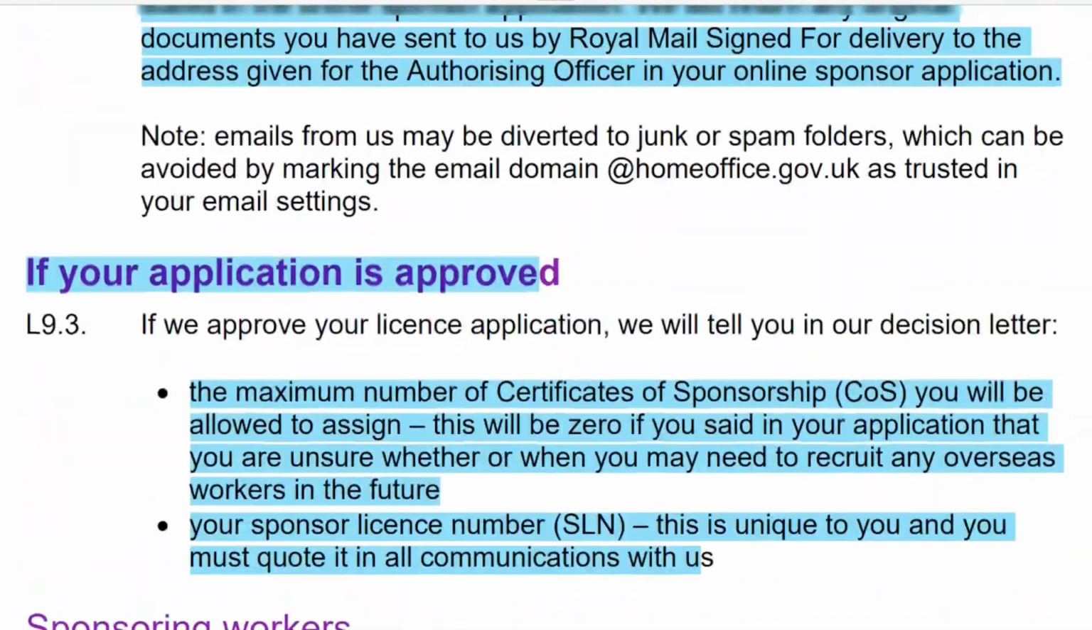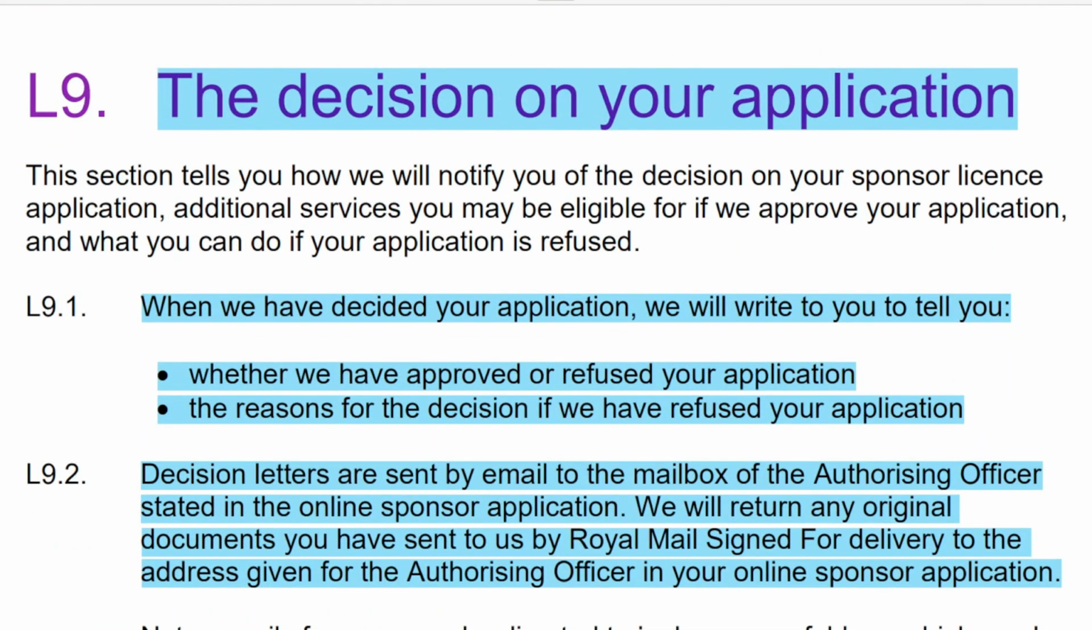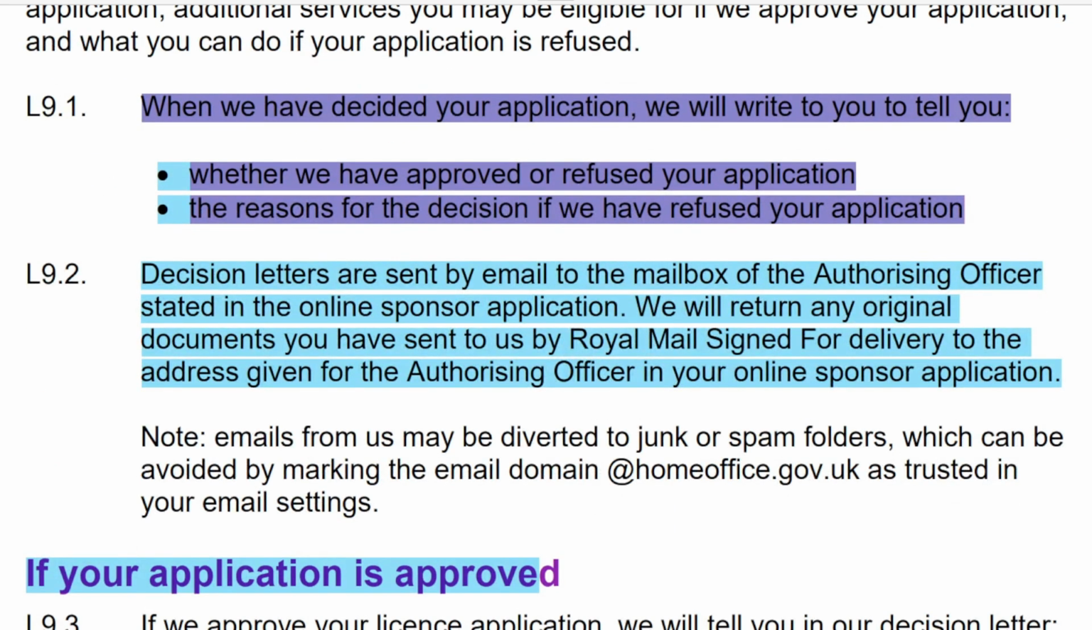Okay, so now let's discuss L9, the decision on your application. When we decide your application, we will write to you to tell you whether we have approved or refused your application, and the reason for the decision if we have refused your application. L9.2, decision letters are sent by email to the mailbox of the authorising officer stated in the online sponsor application. We will return any original document you have sent us by Royal Mail signed delivery to the address given for the authorising officer in your online sponsor application.